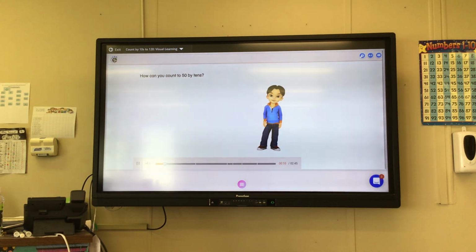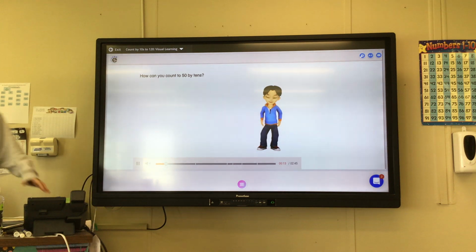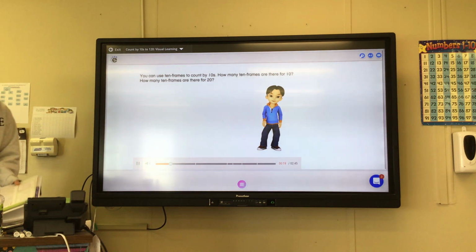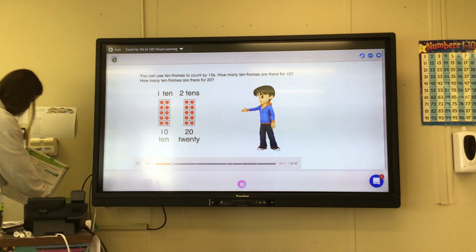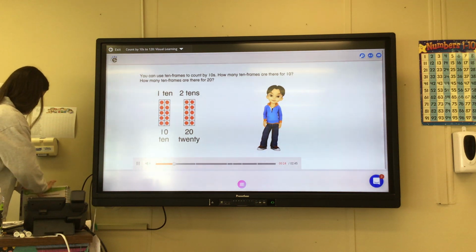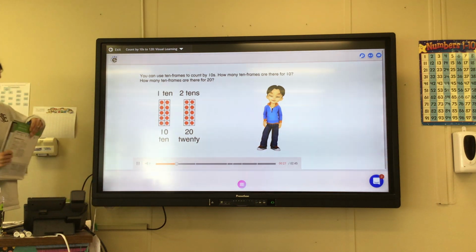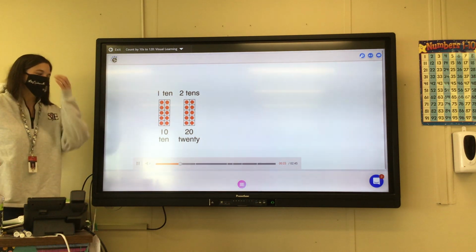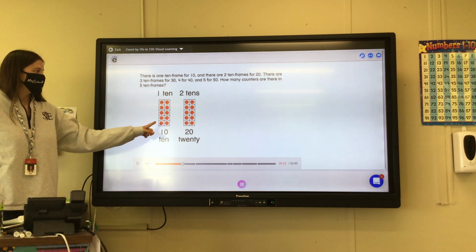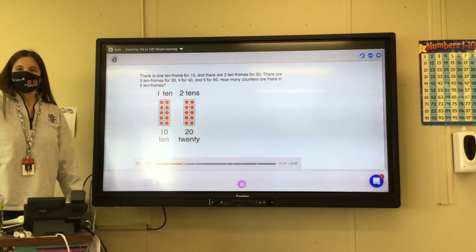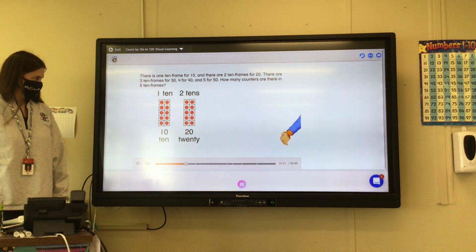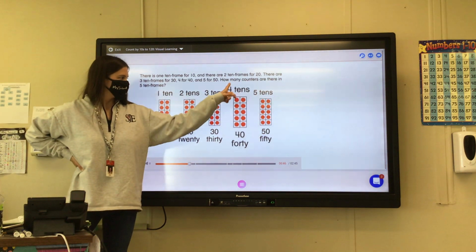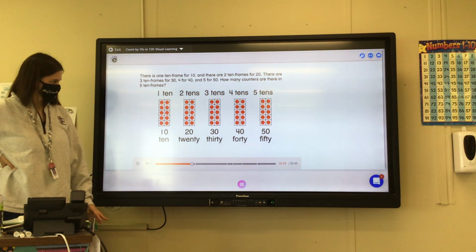How can you count to 50 by tens? Let's take a look at a couple of different ways. You can use 10 frames to count by tens. How many 10 frames are there for 10? How many 10 frames are there for 20? There is one 10 frame for 10, and there are two 10 frames for 20. There are 3 10 frames for 30, 4 for 40, and 5 for 50.